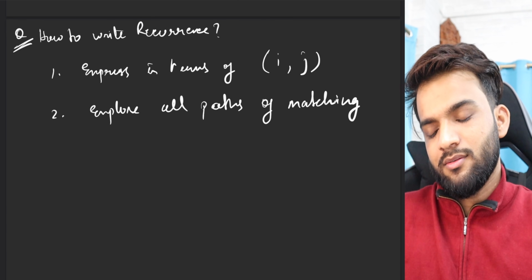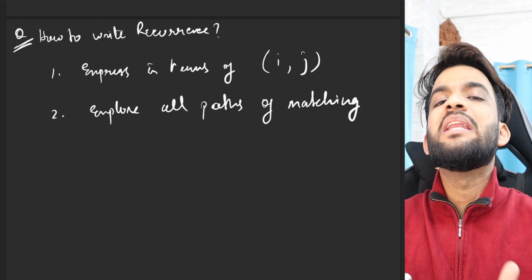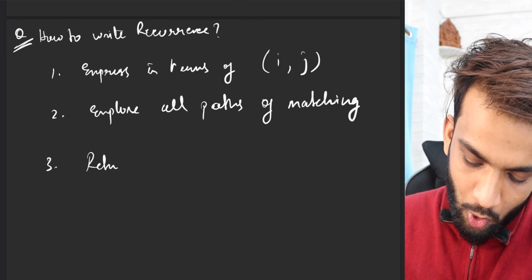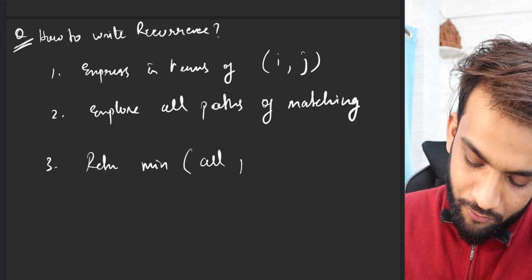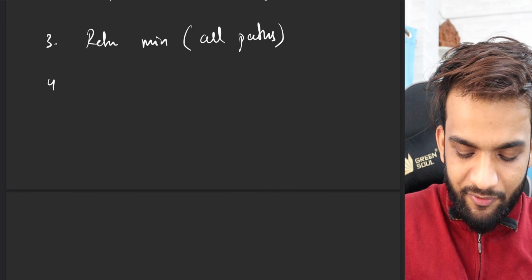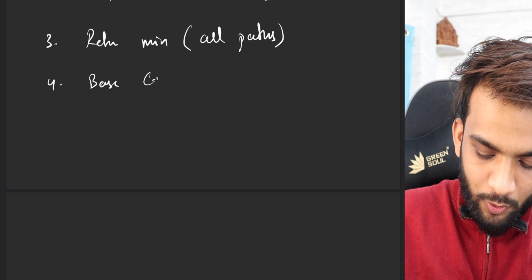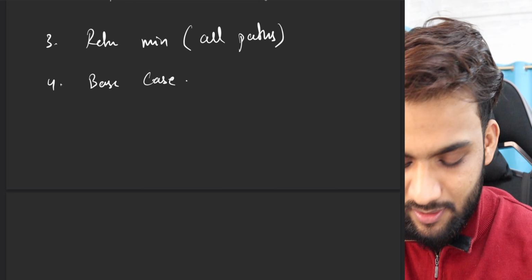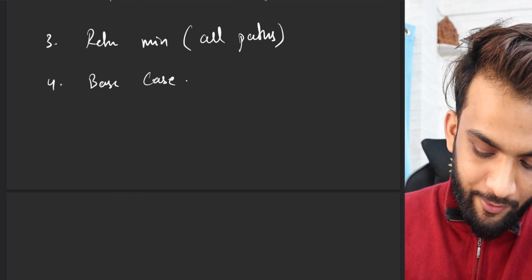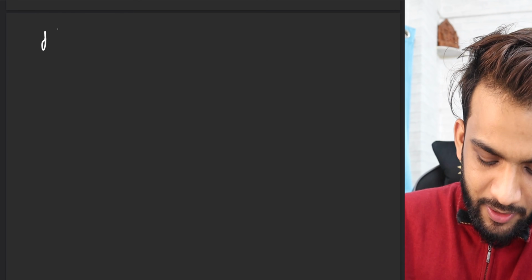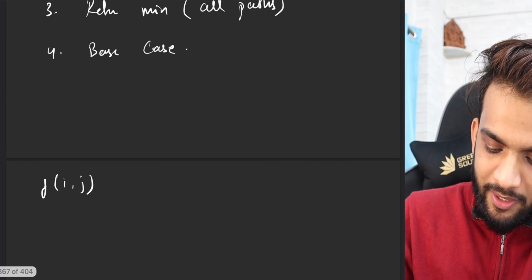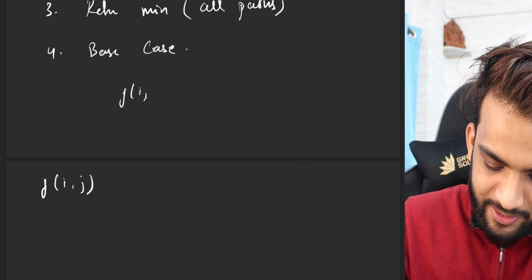What is the question stating? Give me the minimum number of operations. So I'll be like, return the minimal of all paths. Again, makes sense. Fourth is definitely the base case. There is no other thing that I can at least think of. So let's try to write the recurrence now. So I can be like, okay, I'll start with f of ij, and as usual, we'll write the base case afterwards. But we need to understand what f of ij signifies.